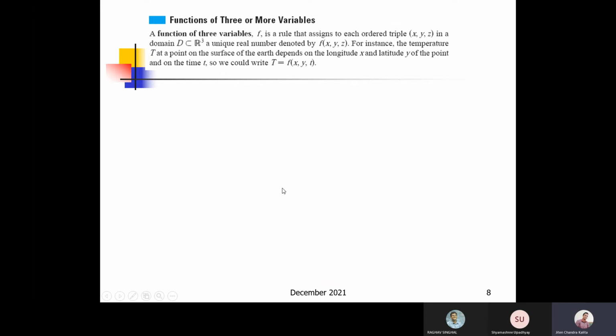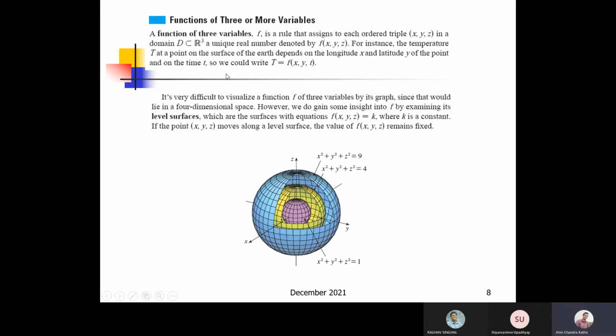See, this is the thing. If you have functions of 3 or more variables, then it is very difficult to visualize a function f of 3 variables by its graph, since that would lie in a 4-dimensional space, as I have told you, R4. However, we do gain some insight into f by examining its level surfaces, which are the surfaces with equations f of x, y, z equal to k, where k is a constant.